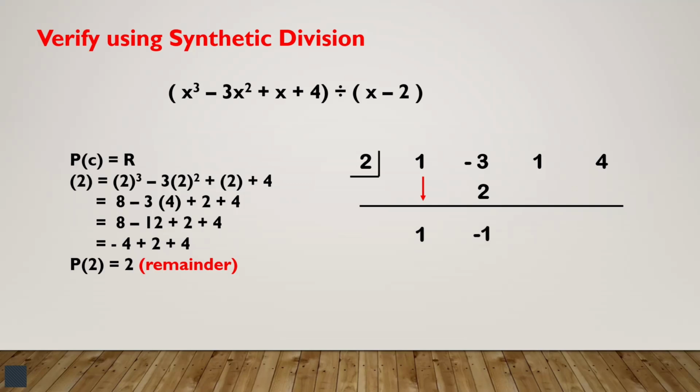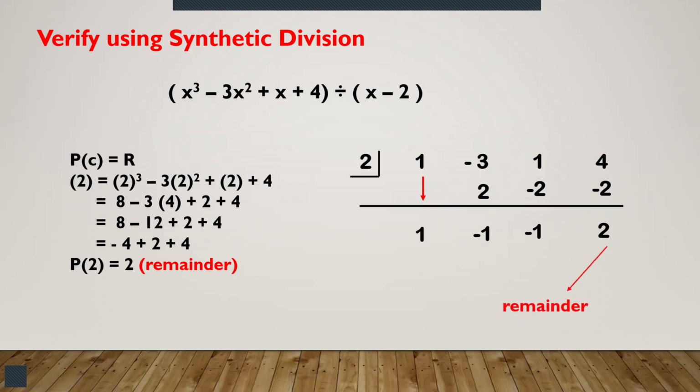Then multiply -1 to 2 will give us -2. So -2 plus 1 is -1, and -1 times 2 is -2. Adding 4 and -2 will give us 2. So we all know that the last number on the last row in synthetic division represents the remainder. So the remainder is 2.